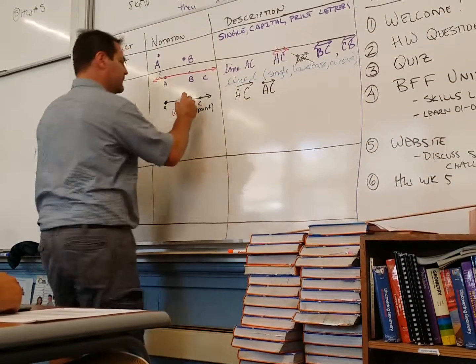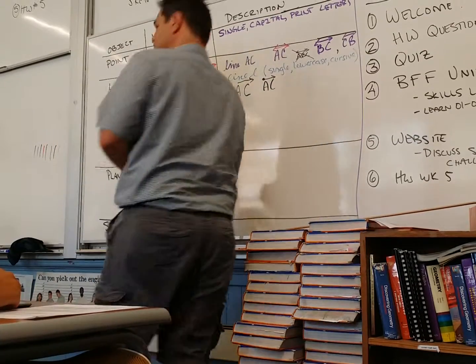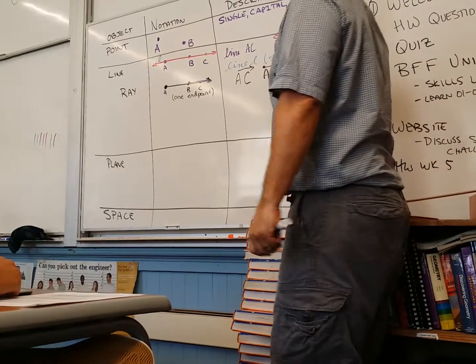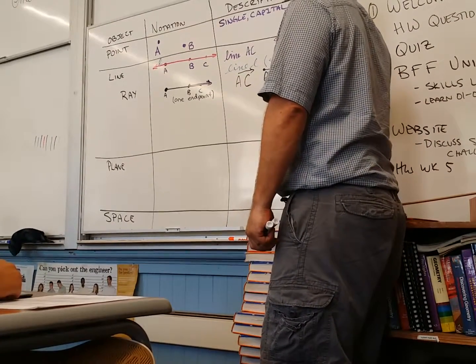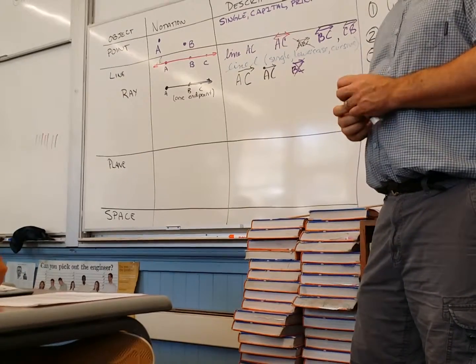No. Ray BC would be that one, the purple one. That's a different ray, isn't it? I mean, they're both infinitely long, but BC would be different. We wouldn't want to claim that that is this ray. Question?